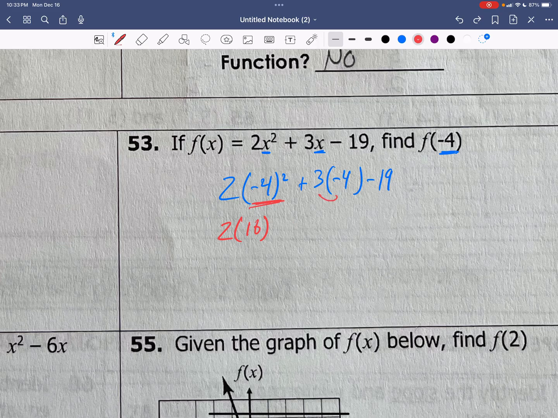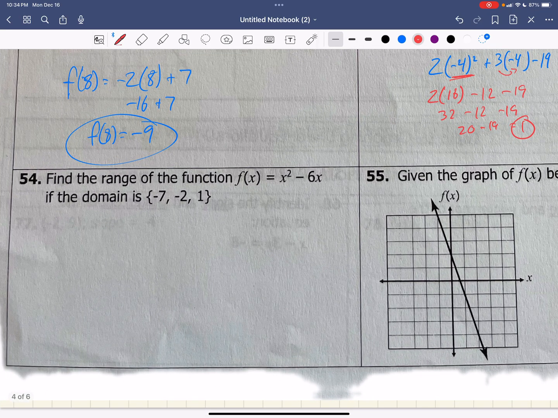So 2 times 16 is 32, and 3 times negative 4 gives me negative 12 minus 19. Okay? And then just multiply and solve it, right? So this is going to be 32 minus 12 minus 19. 32 minus 12 is 20, and 20 minus 19 ends up being 1.